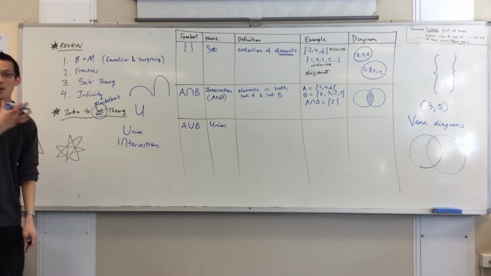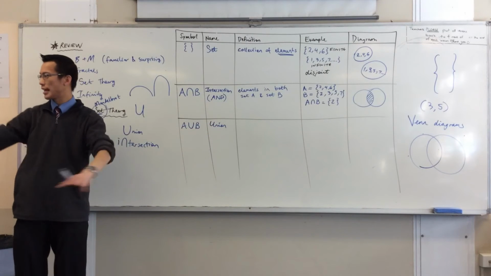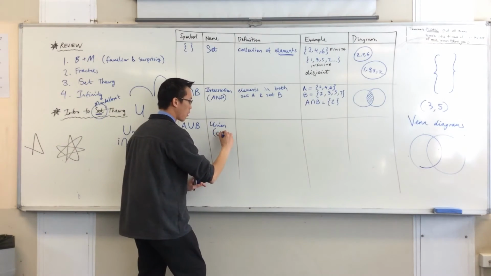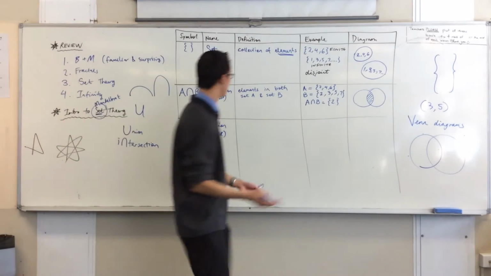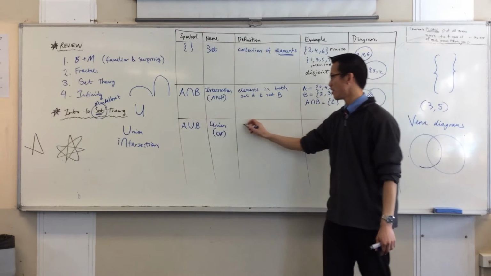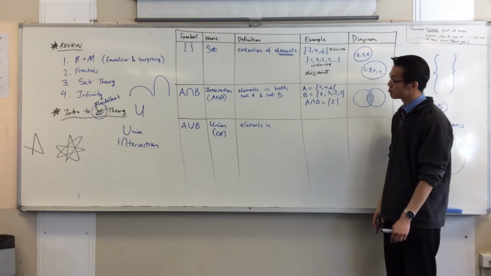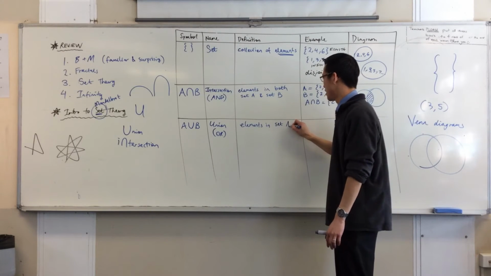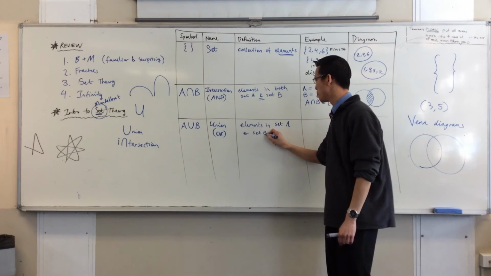So the keyword for this was and. Union means give me everything in both sets. So the keyword for that would be or, right? A or B. If it's one or the other, no big deal. So this would be not just elements in both set A and B. This would be elements in set A or set B. That's all. See, I'm using the keyword there. You see it? Set A or set B.